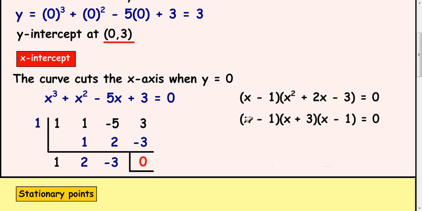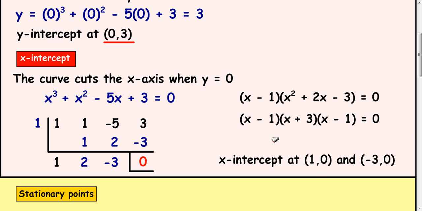We can then find out where it cuts the x-axis. It cuts the x-axis at x is 1 and negative 3. So 1 and negative 3 to make the brackets equal to 0.